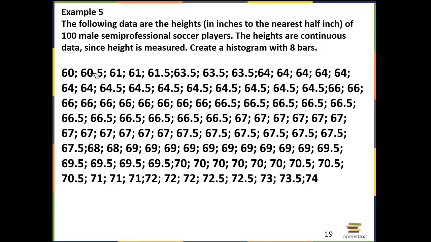So here are a bunch of numbers. There are 100 of them, and they're already sorted from the smallest to largest. These are heights in inches to the nearest half inch of 100 male professional soccer players. If you look, you see that the maximum number of decimal places is 1. We don't have more than 1 decimal place. So that's 1 decimal place.